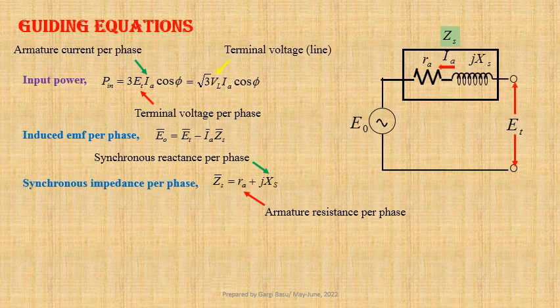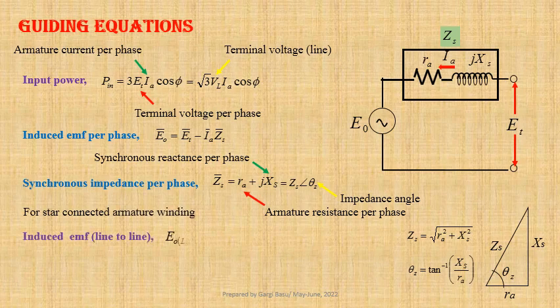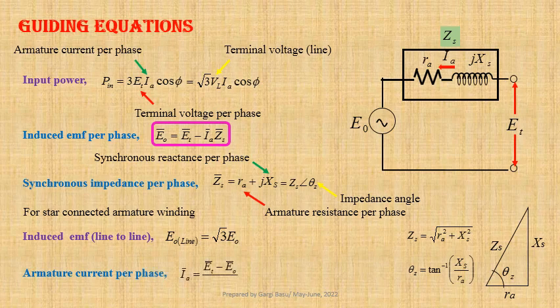ZS may be written in polar form as ZS at an angle theta Z, where magnitude of ZS equals root over RA square plus XS square and impedance angle theta Z equals tan inverse XS by RA. For star-connected armature winding, line-to-line induced EMF E0 line equals root 3 times E0. From the expression of induced EMF per phase, we get armature current per phase IA equals ET minus E0 divided by ZS.